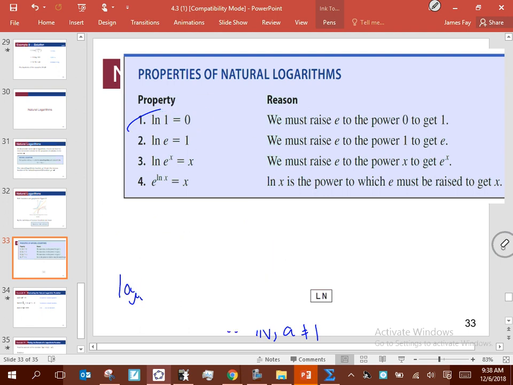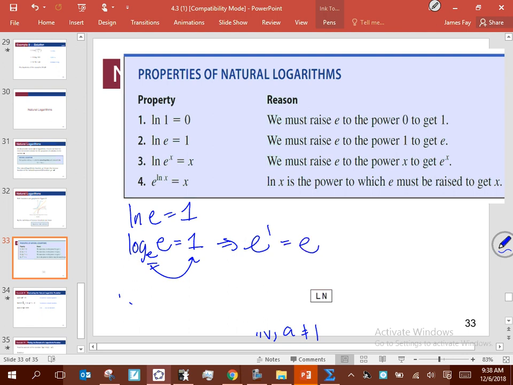The other ones go the same way. If I go ln of e equals 1, well, that's log base e of e equals 1. Doesn't it make sense I have to raise e to the first power to get back to e? How does that compare to what we talked about yesterday? Yesterday I said log base a of a was 1. Well, isn't e just one of those a's? Does that make sense, everybody?